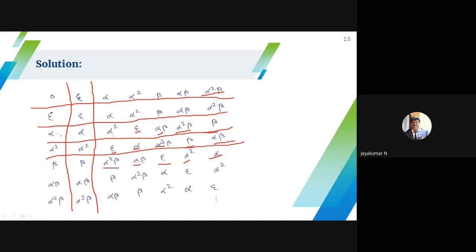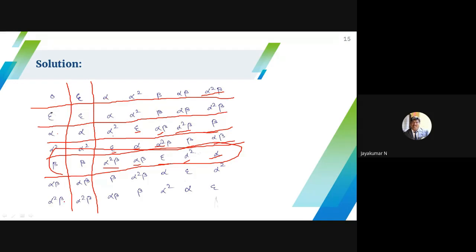See, for the first 3 rows, no need to find the permutation. I can fill it directly, because when I find alpha beta, alpha into beta in your set S3 gives alpha beta. Then alpha square into beta gives alpha square beta. So forward there is no problem. Alpha into alpha square, the first 3 rows you can write directly. Then beta alpha is not a member of S3, so you have to find it separately. For this row, you have to work it out.